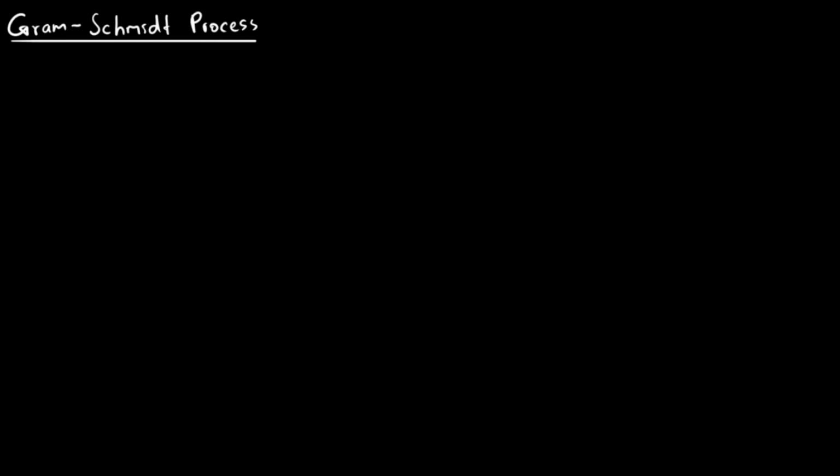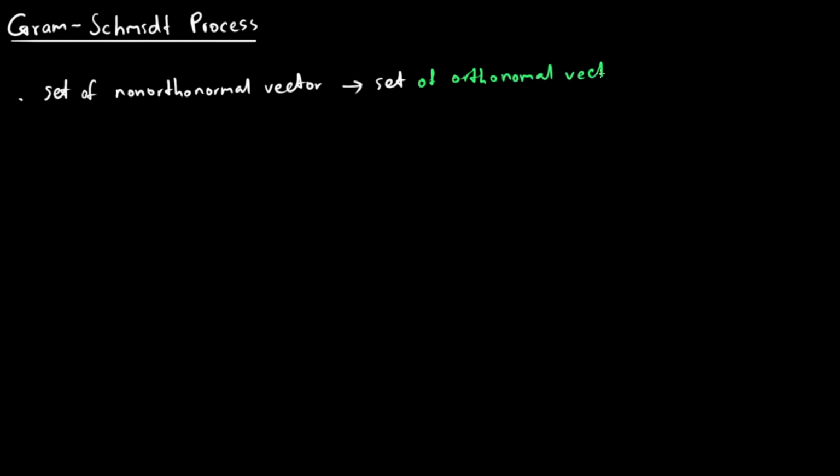we will be talking about the Gram-Schmidt orthogonalization process. What is this process? It's a process that converts a set of non-orthonormal vectors into a set of orthonormal vectors. So you might ask, what is orthonormal?